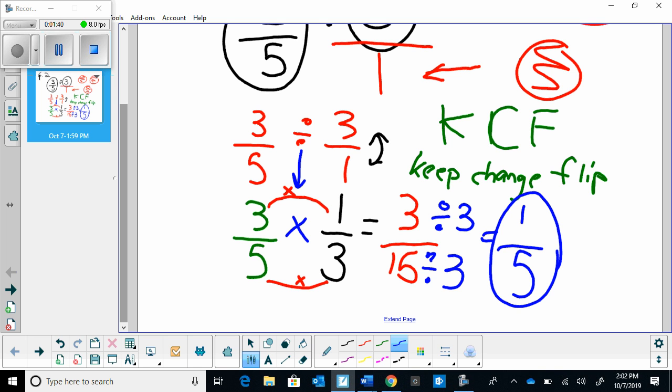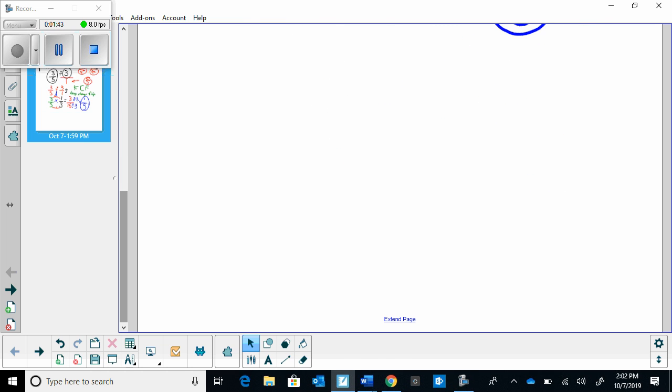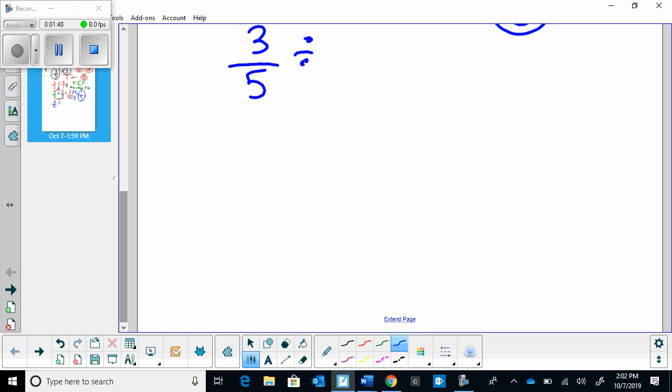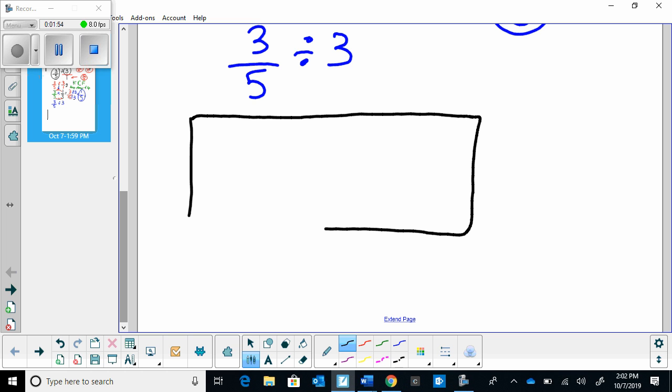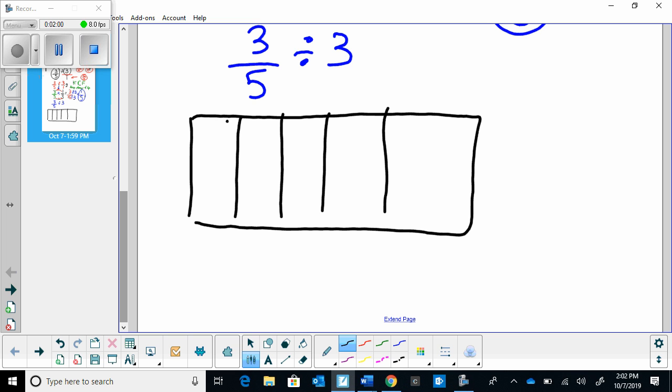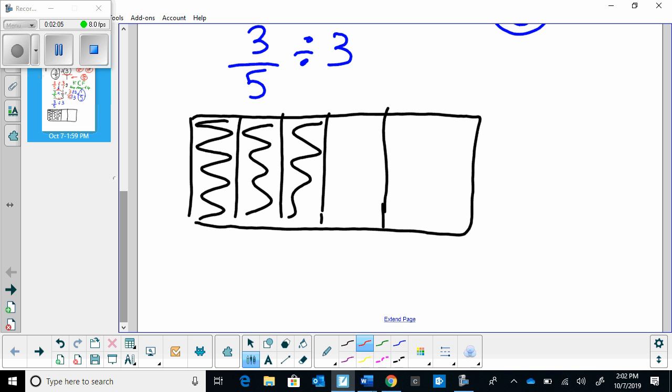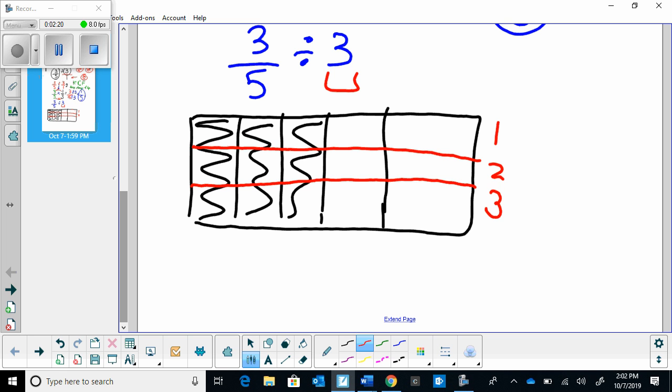If we wanted to show this using a diagram, which seems to be a little bit more complicated, I have 3/5 divided by 3, and I draw my rectangle. I split it into 5 pieces, 1, 2, 3, 4, 5, and 3 of those are colored, so 1, 2, 3. Then from here, I need to divide this rectangle into 3 rows. So those 3/5 that we colored in, we're going to divide into 3 equal parts. So I've got 1 part here, 2 parts here, 3 parts here.